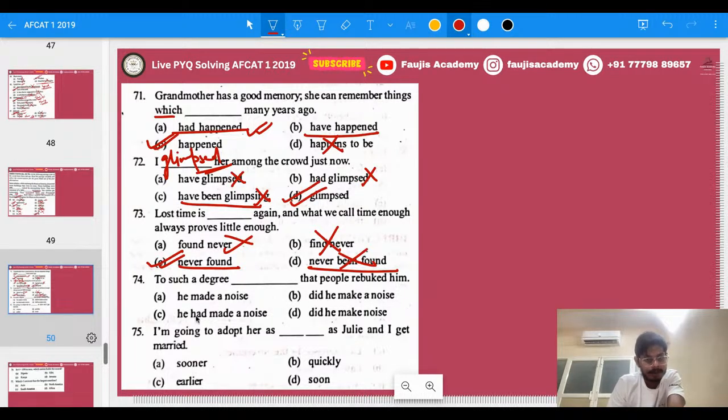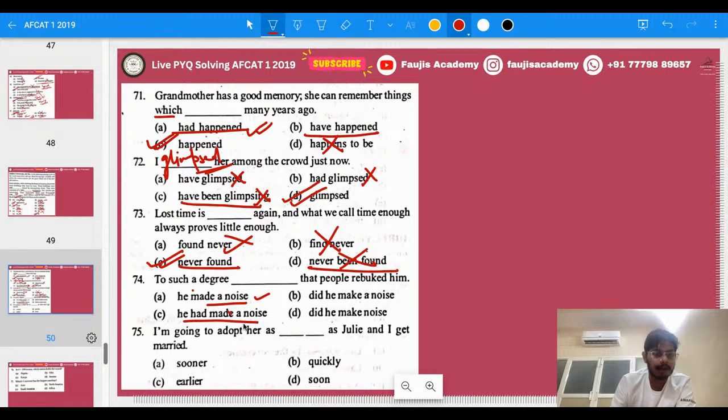To such a degree, he made a noise, or did he make a noise, or he had made a noise. To such a degree. 74, what do you guys think? 71 is C, yes, that's absolutely correct. 74, to such a degree did he make a noise. He made a noise, this also seems to be a correct one.